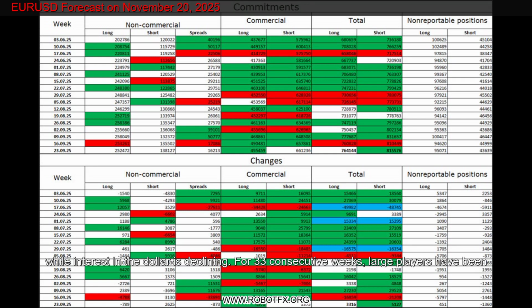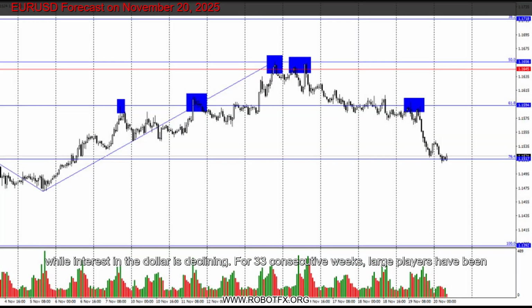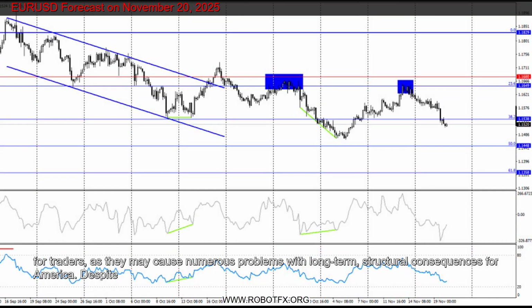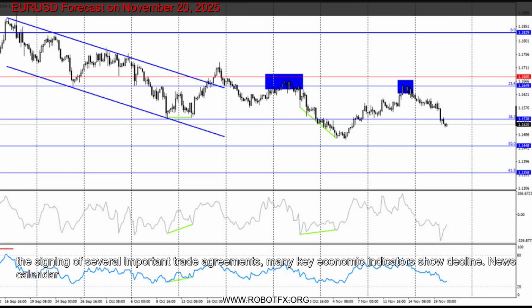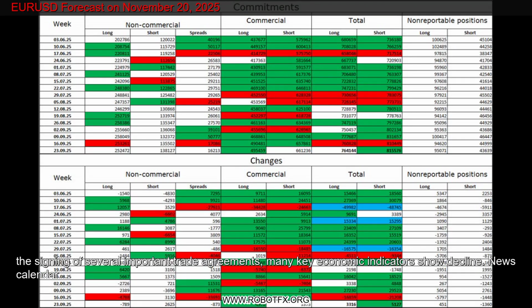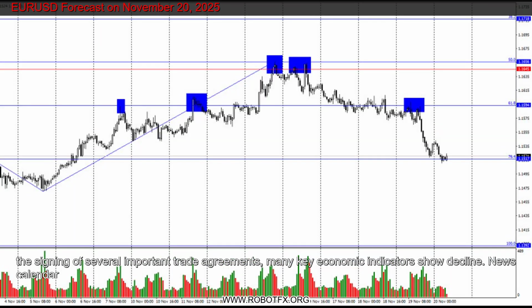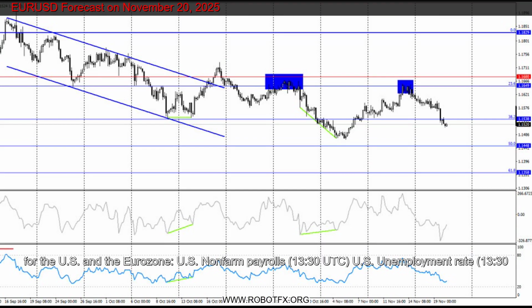News calendar for the US and the Eurozone. US: Non-farm payrolls, 13:30 UTC. US: Unemployment rate, 13:30 UTC. US: Average hourly earnings, 13:30 UTC. The economic calendar for November 20 includes 3 entries, 2 of which are extremely important. Traders have been waiting for them for a month and a half. The impact of the news background on market sentiment on Thursday may be very strong.